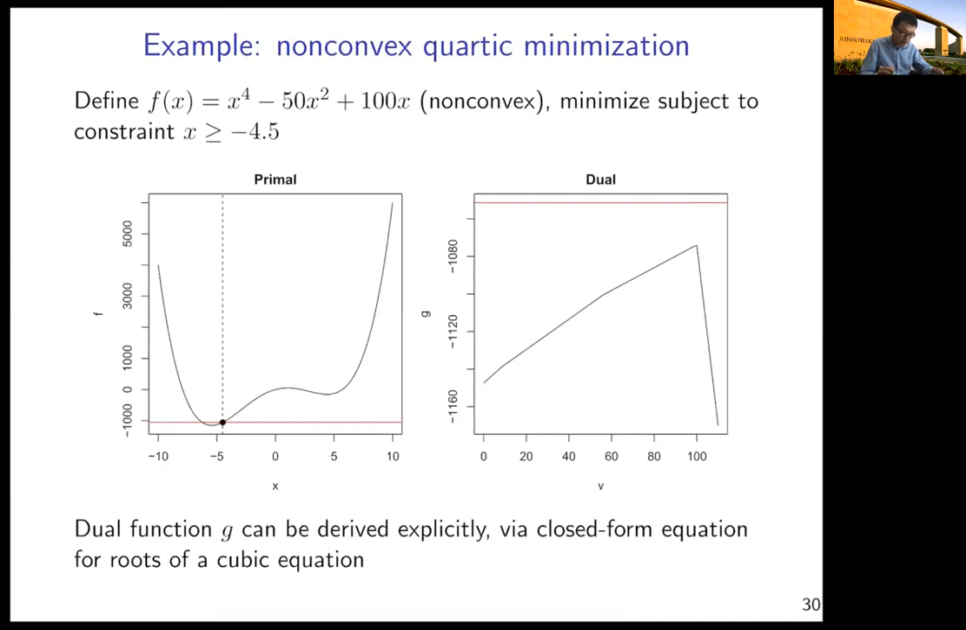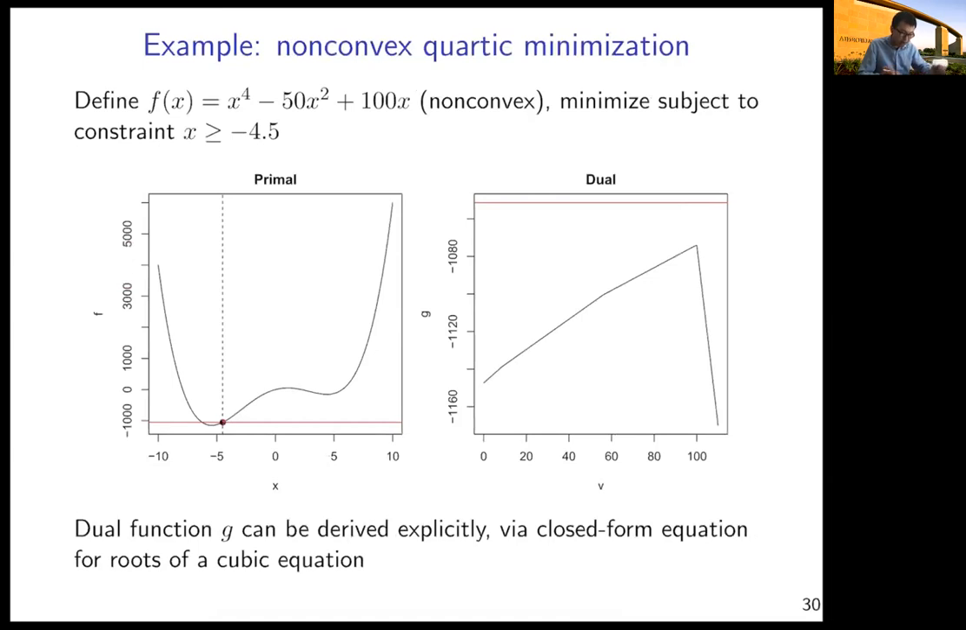Like if we want to minimize this function subject to a constraint that x is larger than some quantity, then we get that this point is actually the optimal solution of this problem. Okay, we can solve this since this is a continuous differentiable optimization problem.